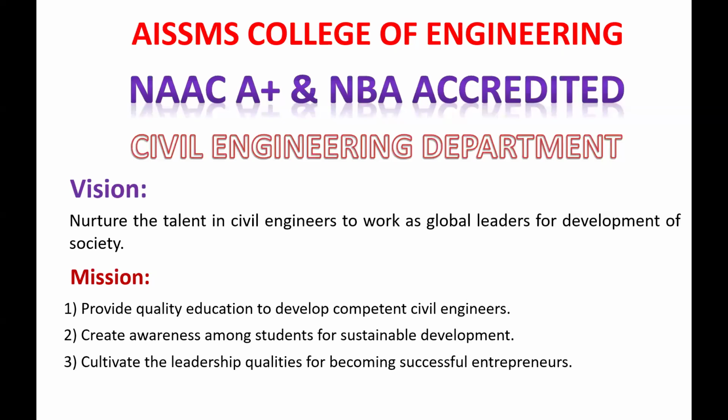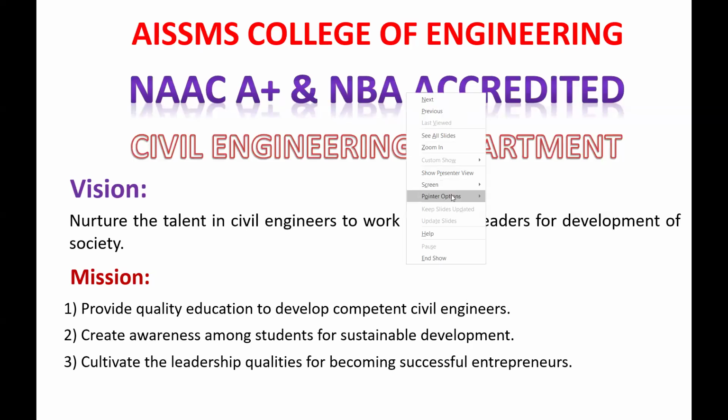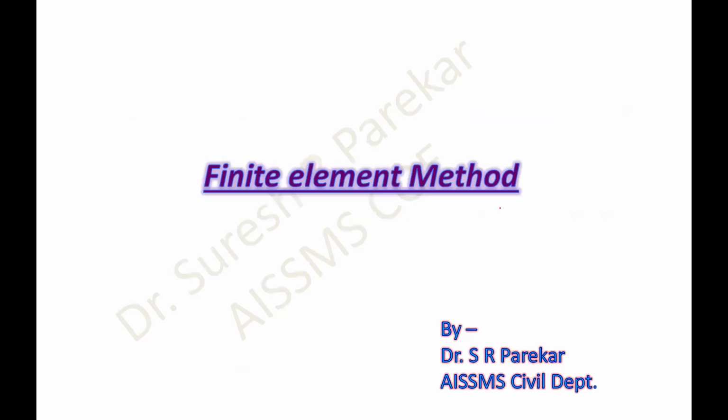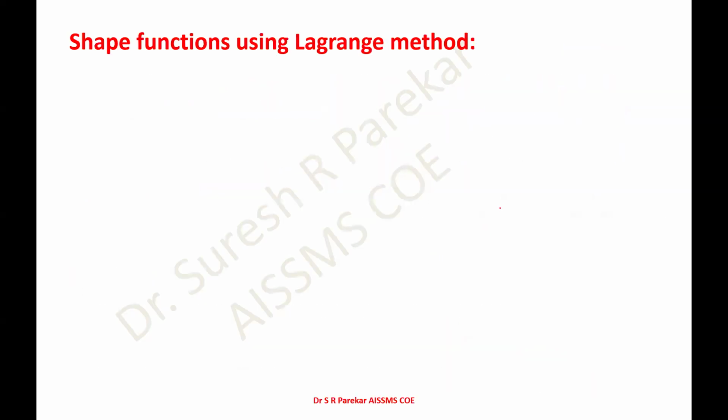Good afternoon. Today we are going to see the shape function by using Lagrange polynomials. So now we have shape functions using Lagrange method, and in this we have a formula: Lk, where k is the node number at which we are going to find the shape function, equal to the product over m equal to 1 to n.